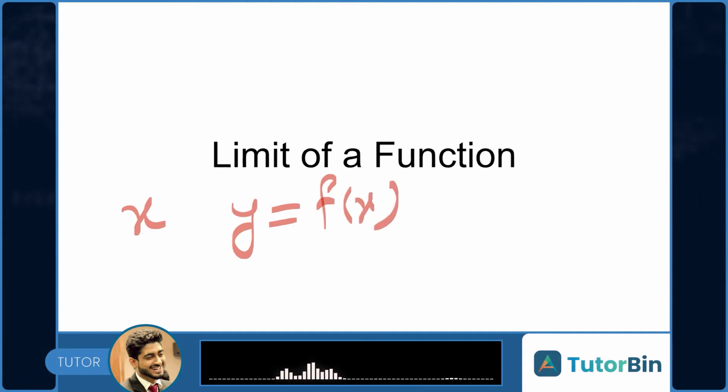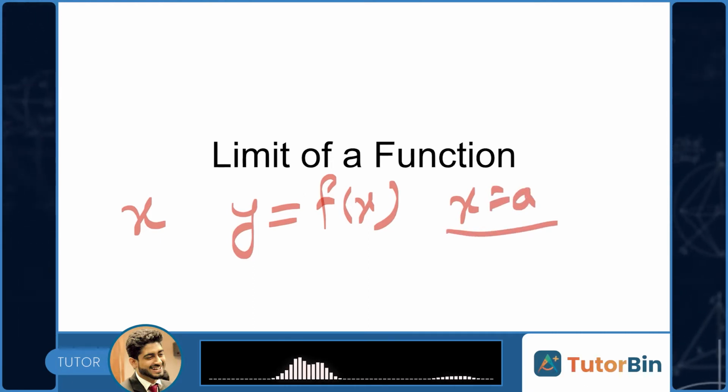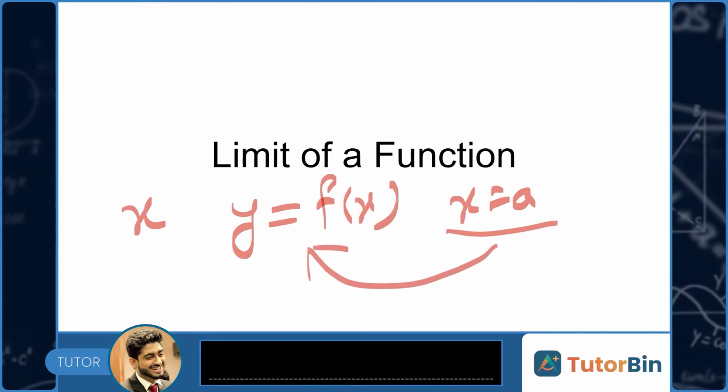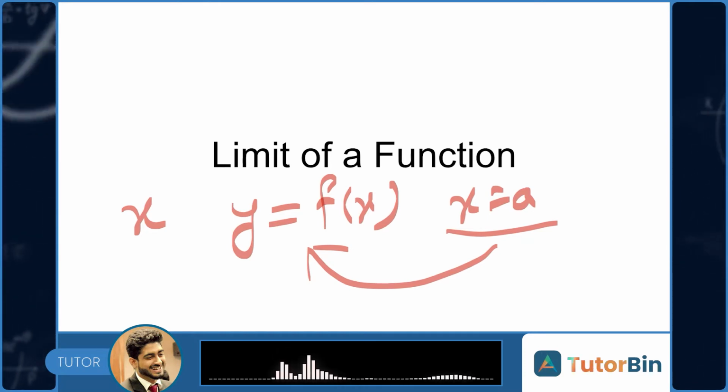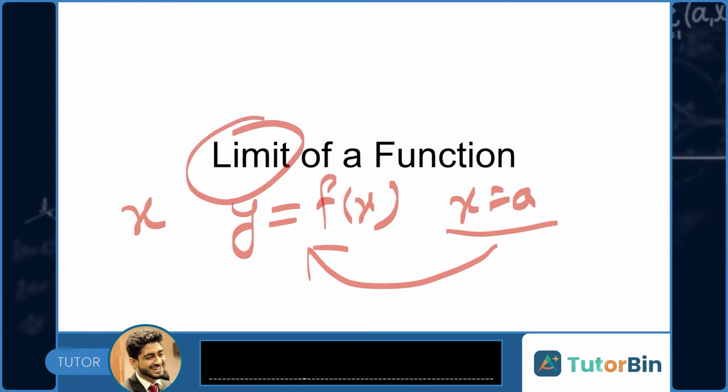This function is said to be defined at x equals a. I'm just taking a point x equals a. This function is said to be defined at this point only if it gives a unique value when we put x equals a in this. But there may be a possibility that this function will not give a unique value at this point. In those cases, we need to define limits.